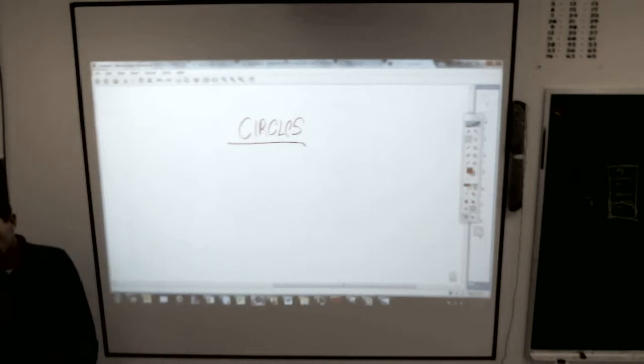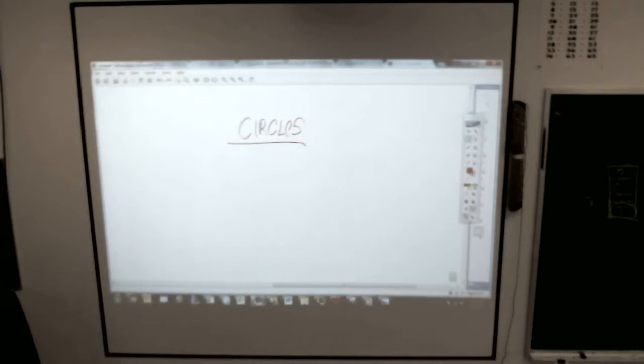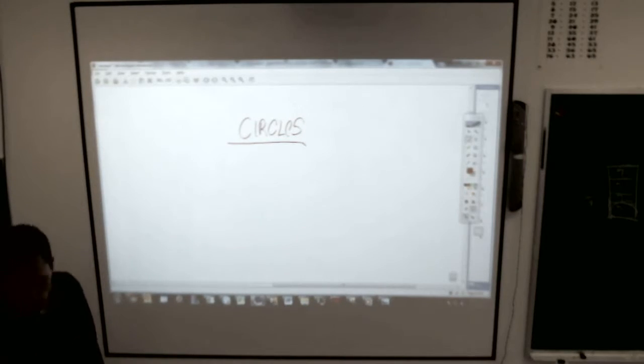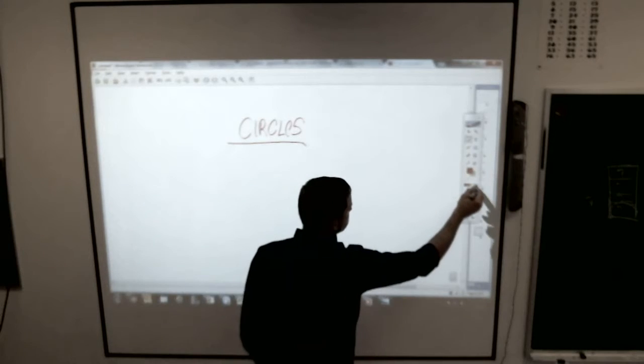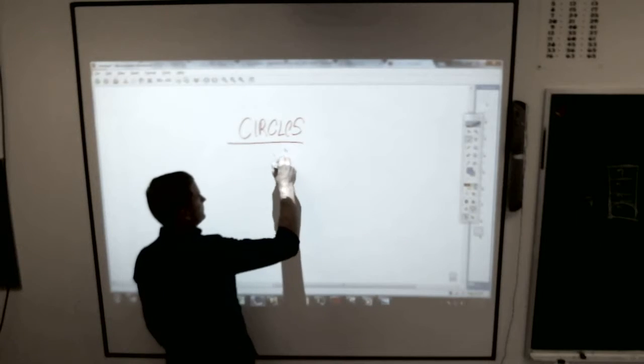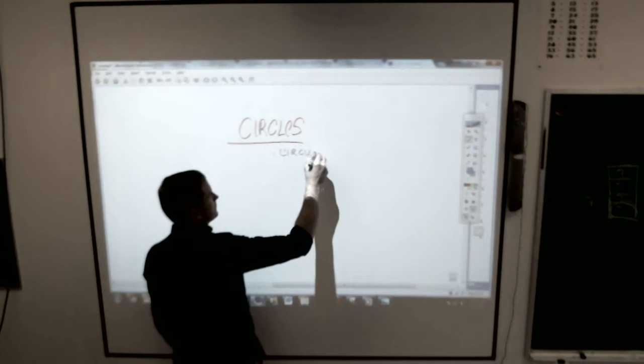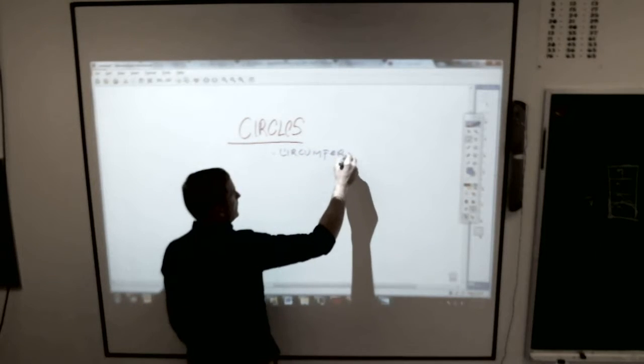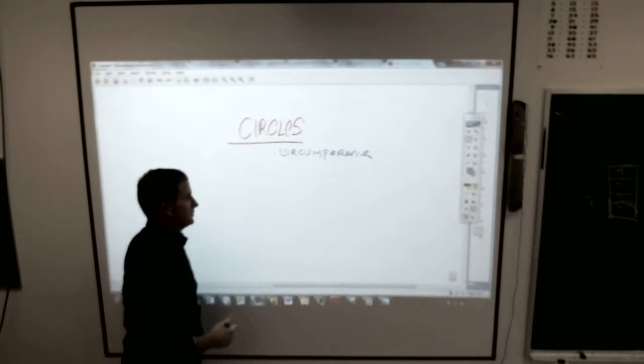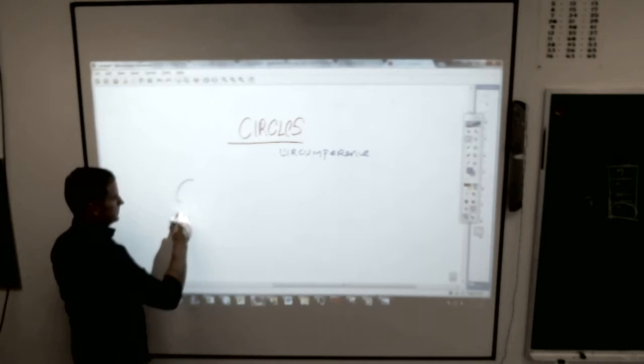They will be short and relatively very sweet. Because under circles, we are talking about circumference. And I suppose we might want to define and make sure that you remember these things from past years.